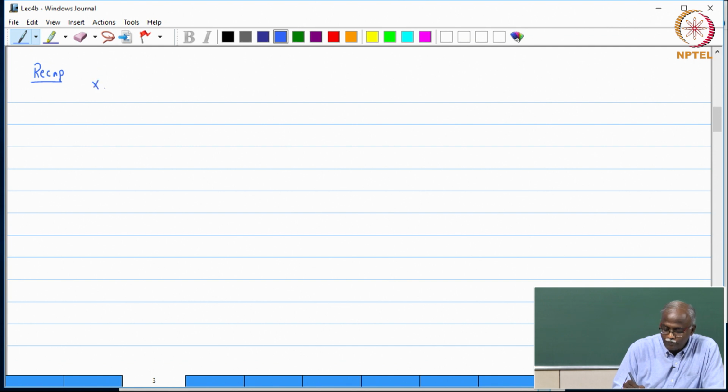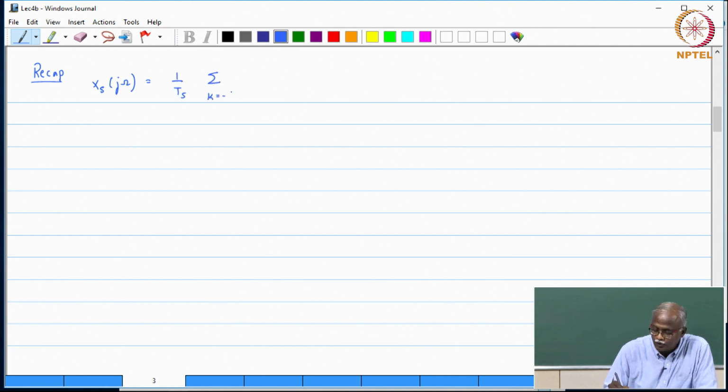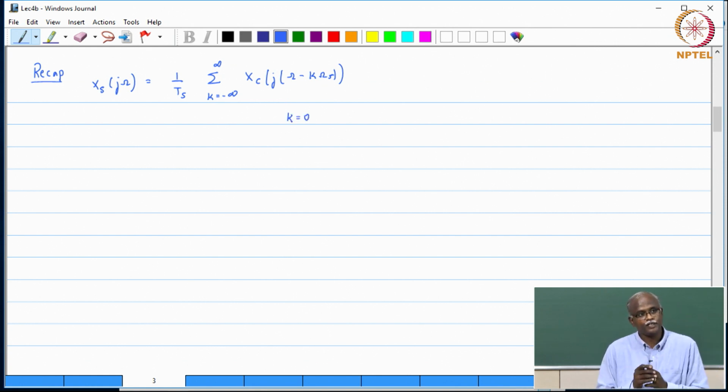The sampling process: Xs of j omega, the spectrum of the sampled signal, we said has a scale factor 1 over Ts, summation k equal to minus infinity to infinity, Xc of j omega minus k omega s. Again, this is more so that you are very familiar and comfortable with the expression, the scaling factor, the multiple. So, k equal to 0 is your underlying continuous time spectrum. Multiples of k plus minus 1, plus minus 2, you get all the shifted versions, and those are the images that occur during sampling. Those are the ones that you need to remove when you do the reconstruction process.